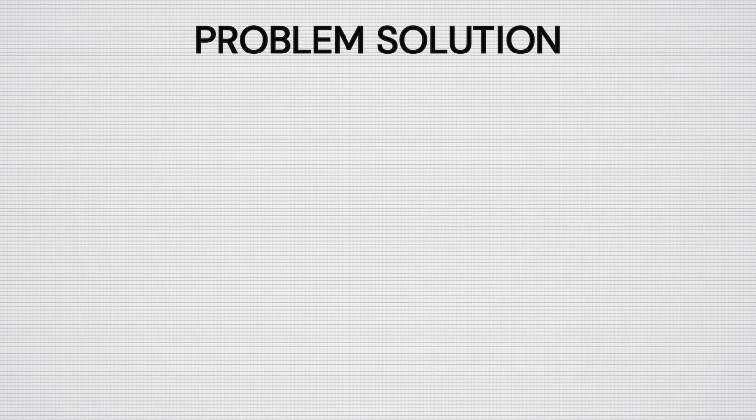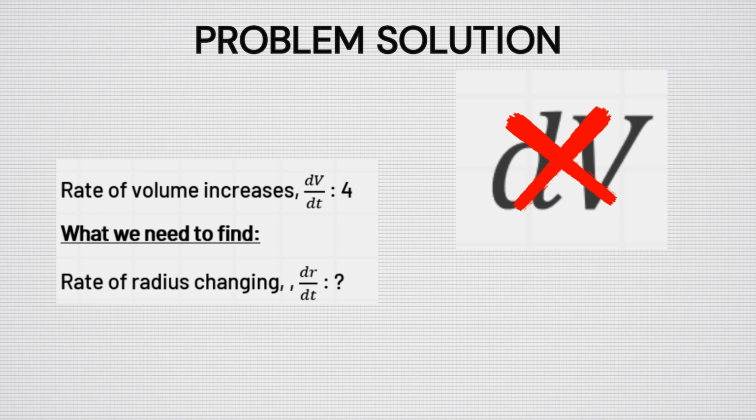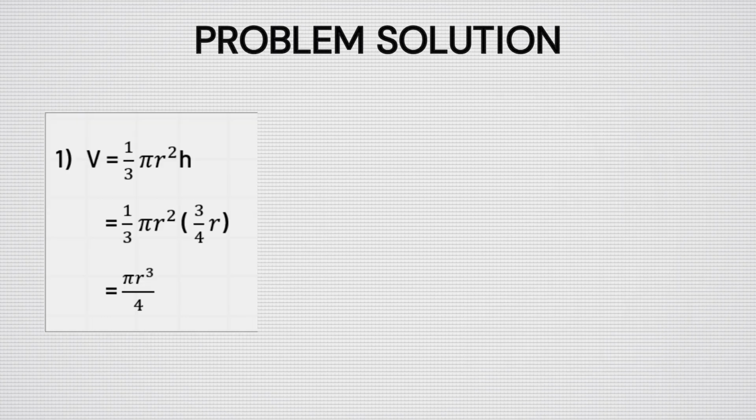How to solve this question? From the information, dV/dt is already given, and we need to find dr/dt. To get dr/dt, we need to get rid of dV by using a new equation, which is dr/dt equals dV/dt times dr/dV. To get dV/dr, we need to find the value for volume of cone, using the formula V equals 1/3 π r² h. From the information, we can substitute h equals 3/4 r. Solve the substitution, then we get this as the volume of the cone.